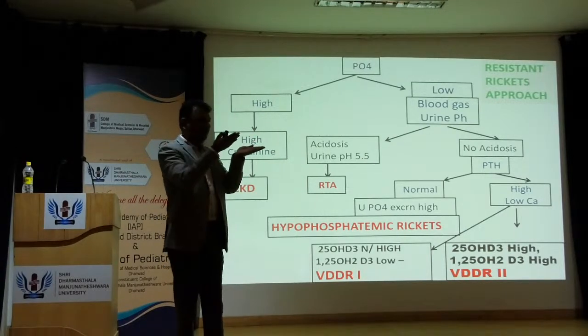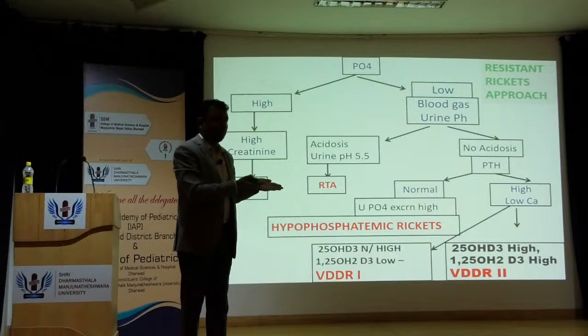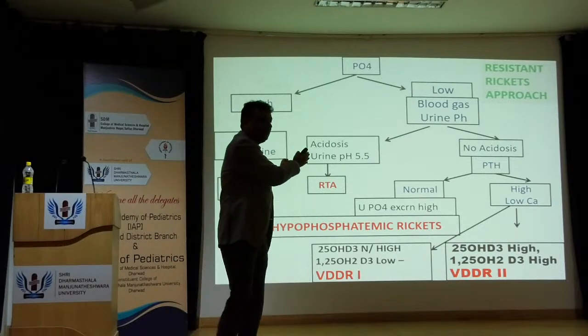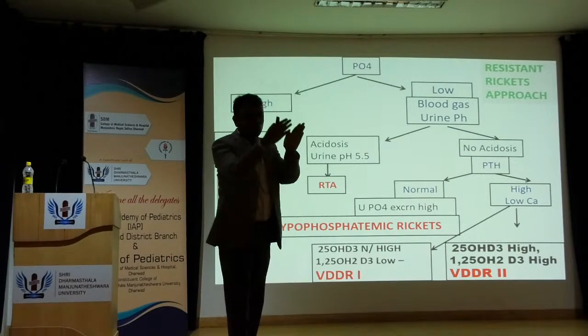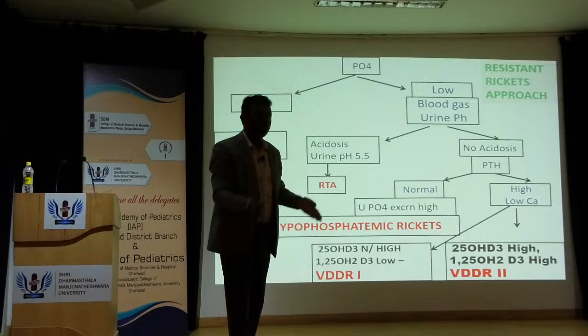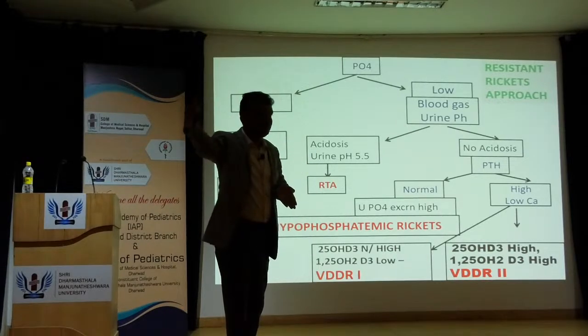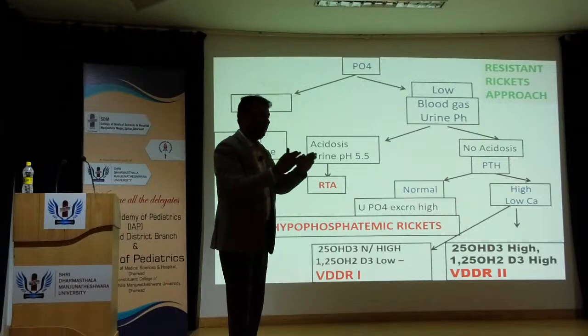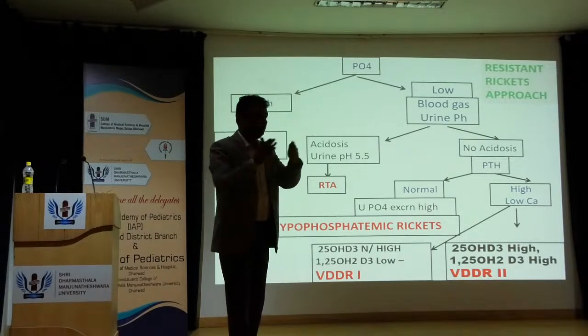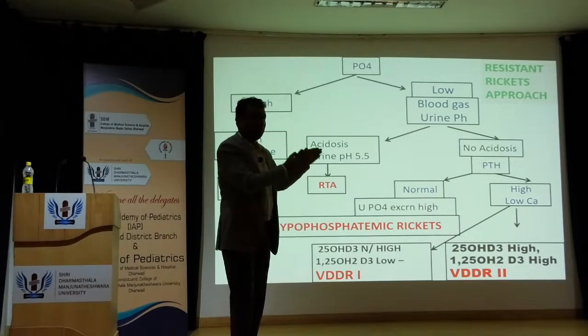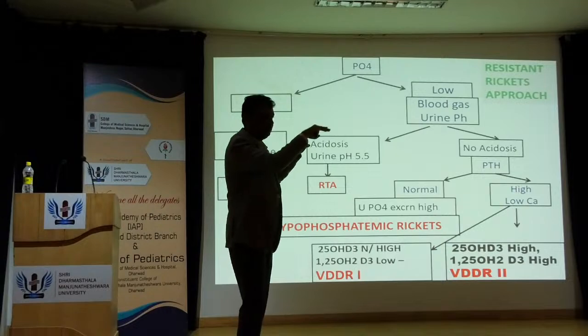They will be high. So this 25 hydroxylase enzyme will convert 25 hydroxy vitamin D into 1,25 hydroxy vitamin D. So both of them will be high, but this 1,25 is not able to act on the receptors. So both high, type 2. 25 high, 1,25 low, enzyme defect, type 1.